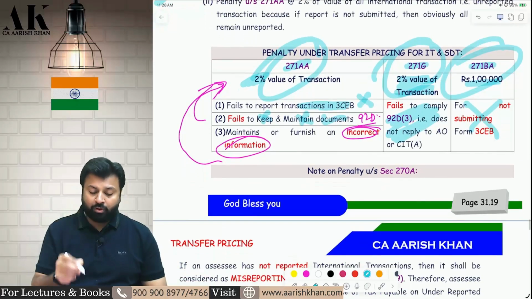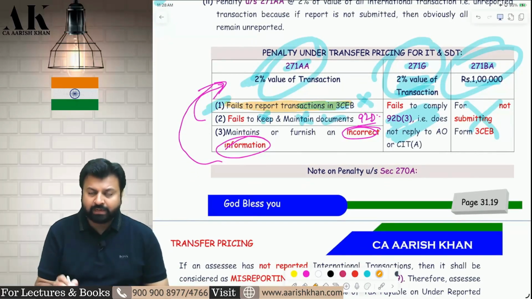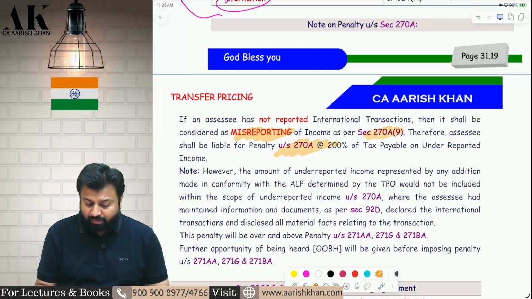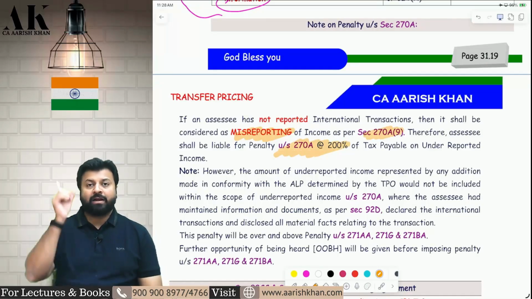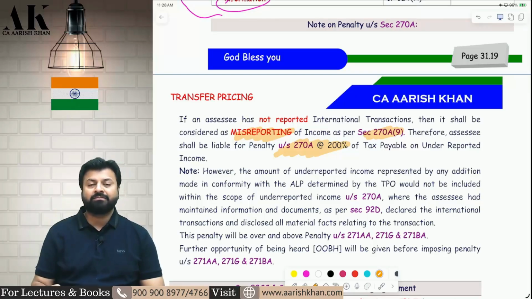Along with that, if you don't report this, very dangerous this is. If you fail to report a transaction in Form 3CB, that is also called misreporting under income tax law as per 270A(9). Therefore, it can also lead to 200% of the tax payable as penalty. So failure to report a transaction can also lead to what? 200% of the tax payable as penalty under misreporting of income.